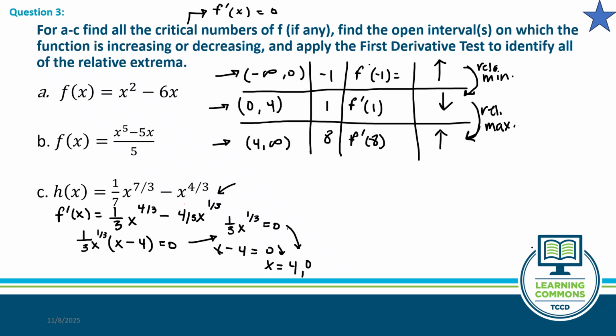So to find that, I'm going to say f equals, and that's going to give me 0, and then 4, and that's going to give me negative 2.72. So my relative max is 4, 2.72, and my relative min is 0, 0.